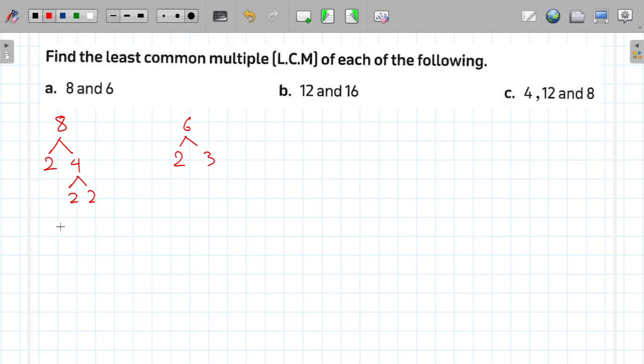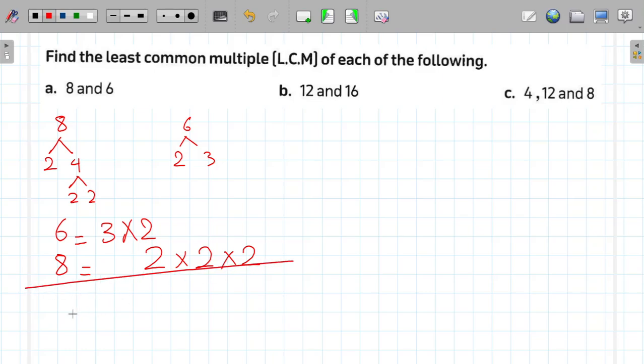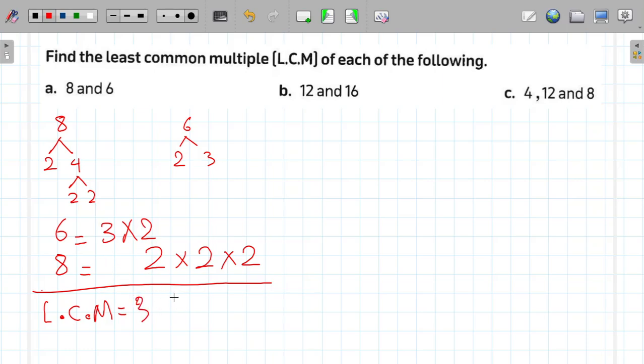So I will write the two numbers under each other. The first number is 6 and the second number is 8. The first number I have 3 by 2. And the second number I have 2 by 2 by 2. So the least common multiple equals the first column I have 3, the second one I have 2.